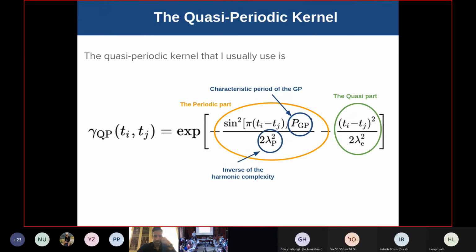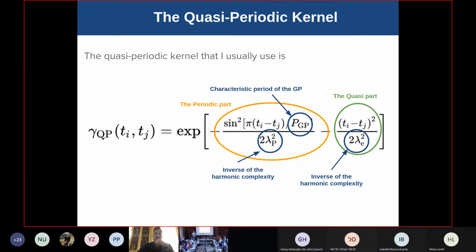Then the inverse of the harmonic complexity. This number tells you the smaller the number is, the more harmonic complexity your signal will have, and this means that the more harmonic complexity you have, the more wiggles for every period. And then you also have another parameter, which I didn't change the name of. Okay, I will change it when I share the slides. But this is the time scale evolution. So the time scale evolution tells you how much some kind of signal repeats for how many days.